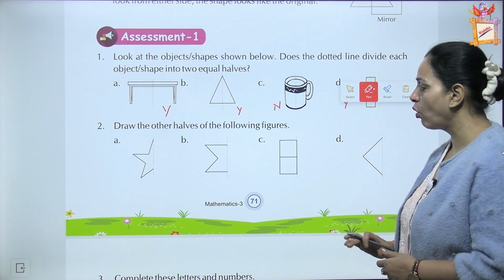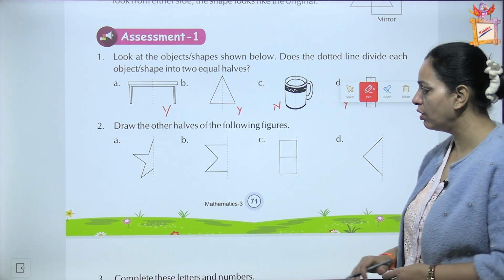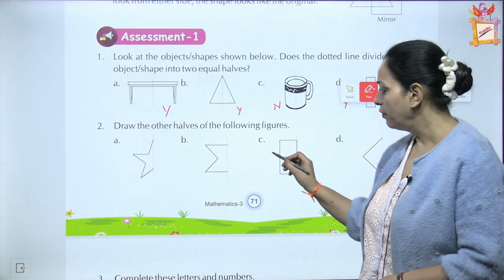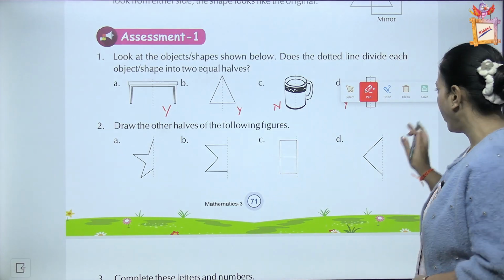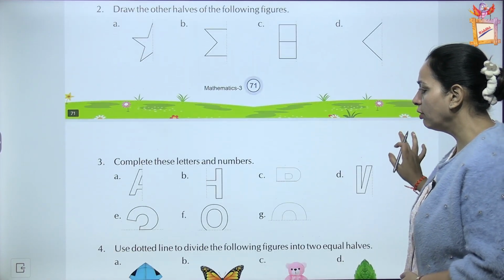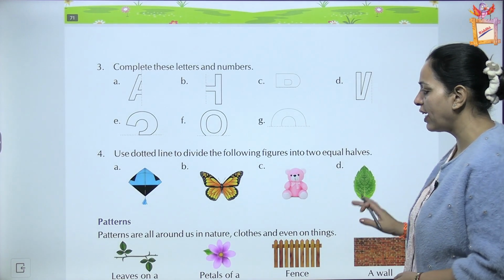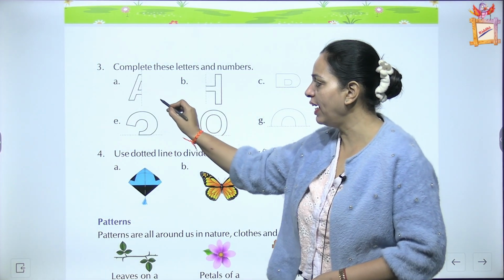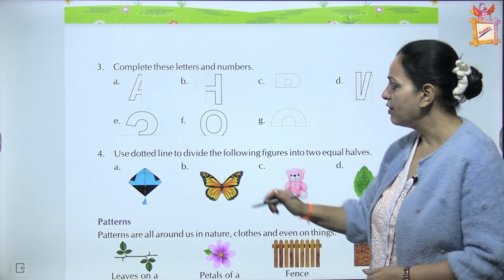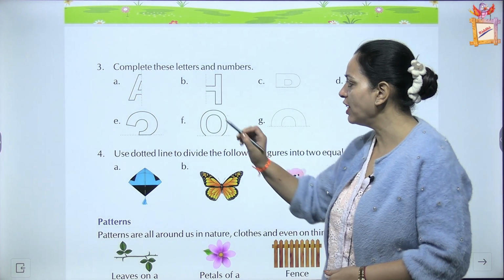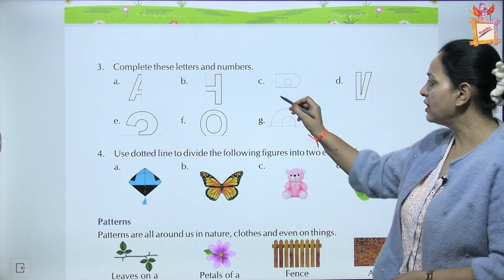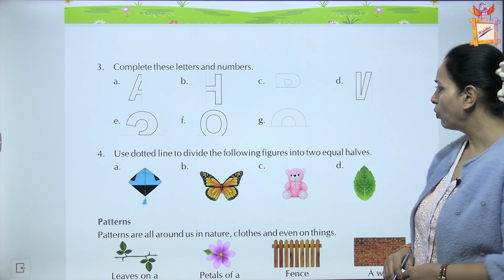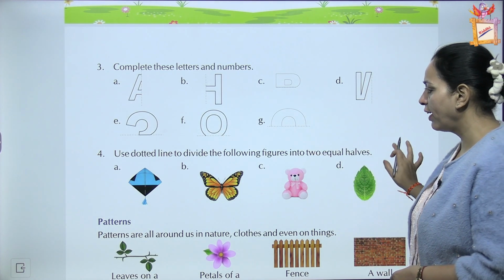The second one, draw the other halves of the following figures. We have this line of symmetry, and we have to complete the figure, the other half, right? You can try this one. Now the third one, complete these letters and numbers. Like here A part, this is the alphabet A, complete it. B part, this becomes the alphabet H, okay. C part, here it becomes the letter B, okay. So like this, you can try this one.